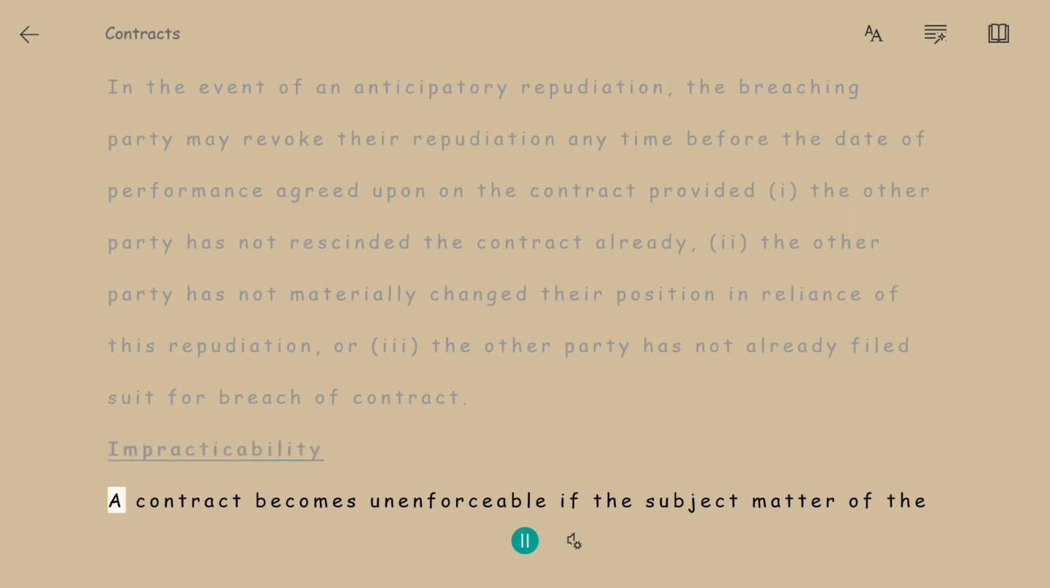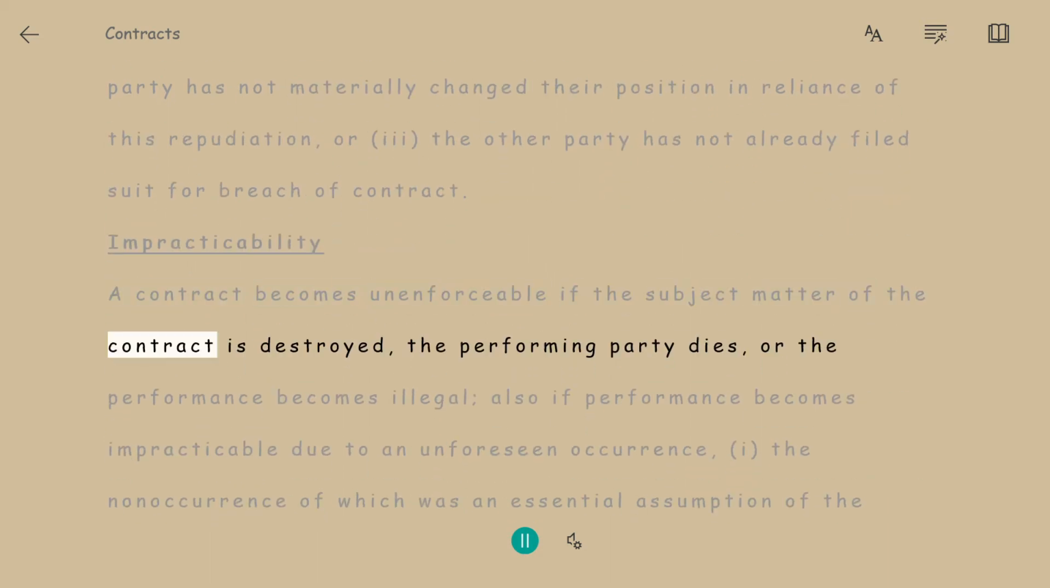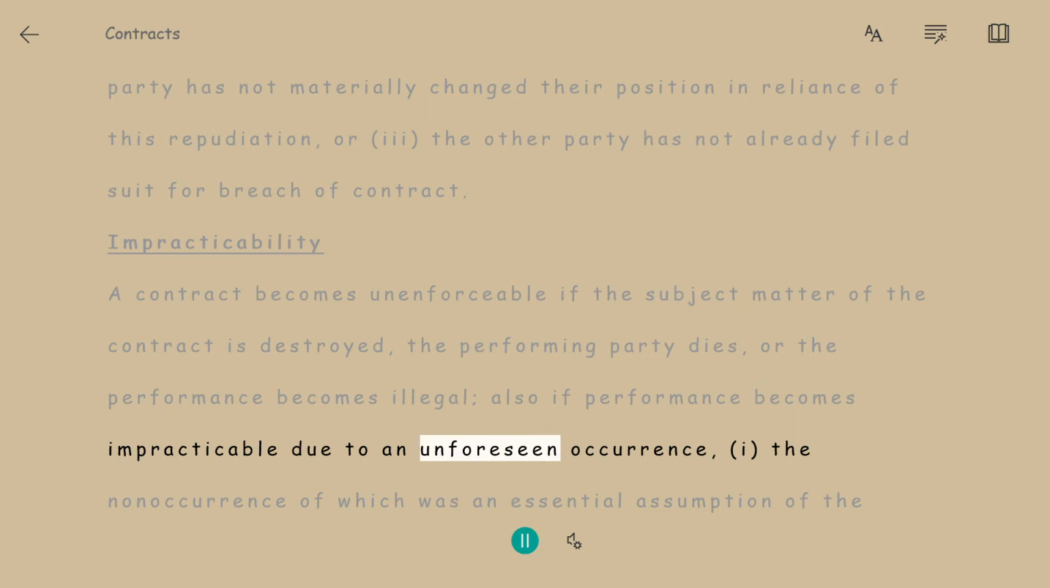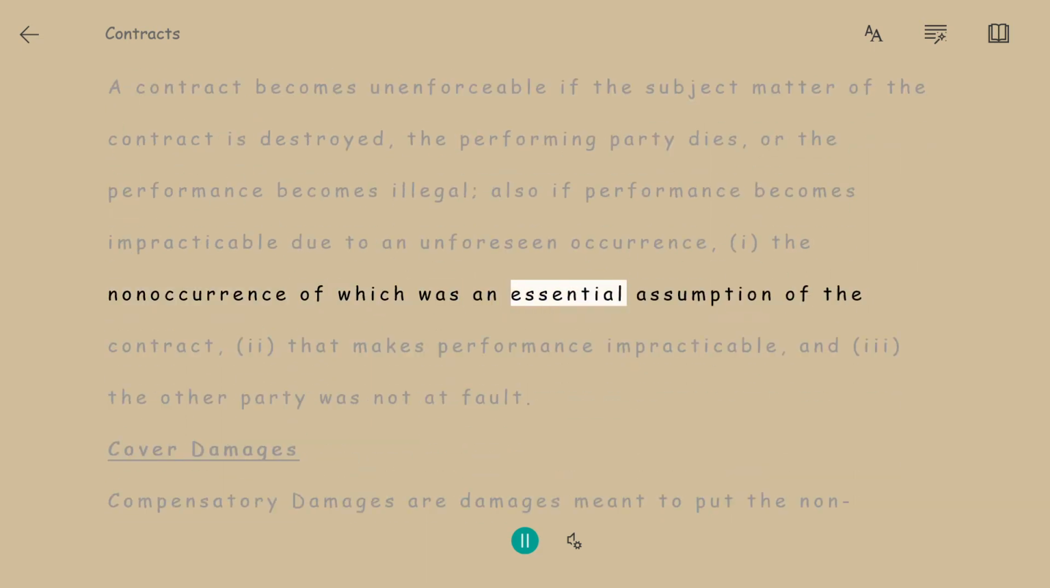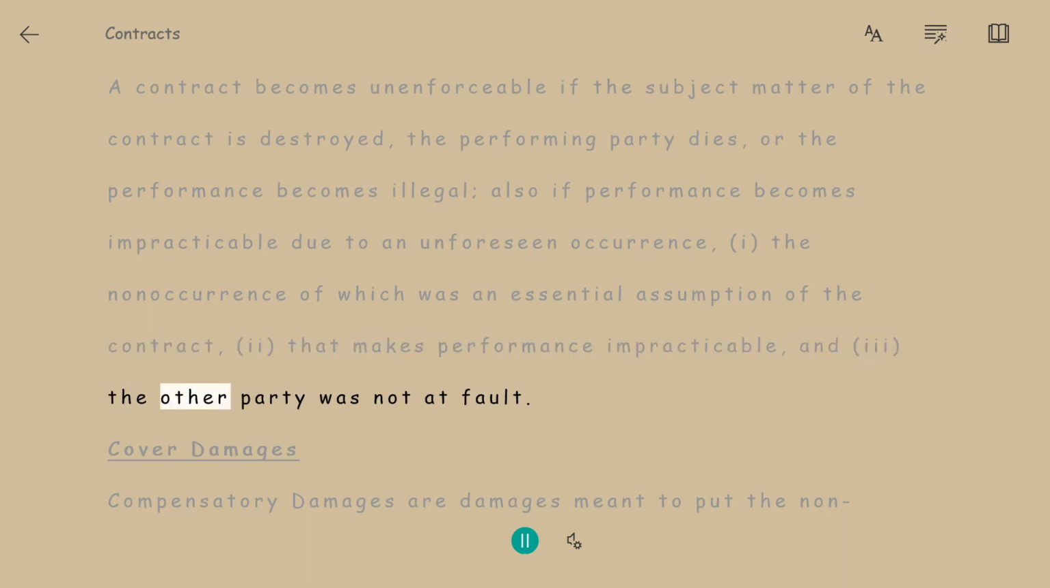Impracticability. A contract becomes unenforceable if the subject matter of the contract is destroyed, the performing party dies, or the performance becomes illegal. Also, if performance becomes impracticable due to an unforeseen occurrence, 1. The non-occurrence of which was an essential assumption of the contract, 2. That makes performance impracticable, and 3. The other party was not at fault.